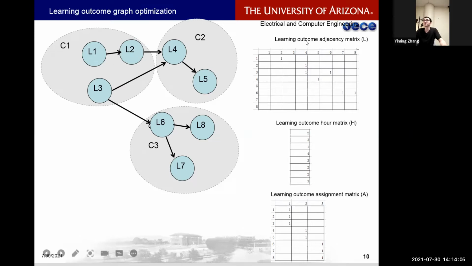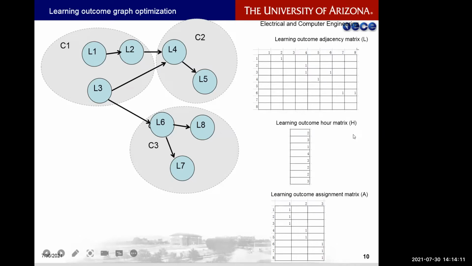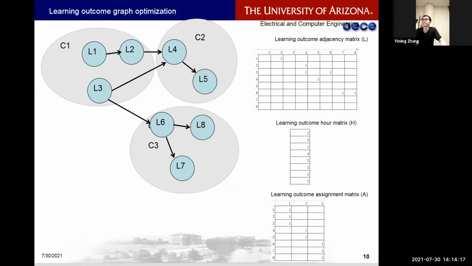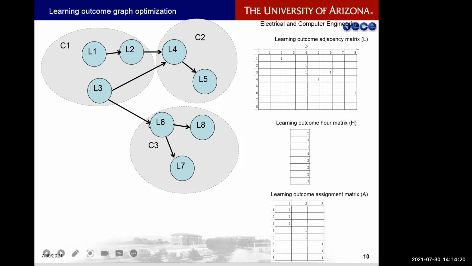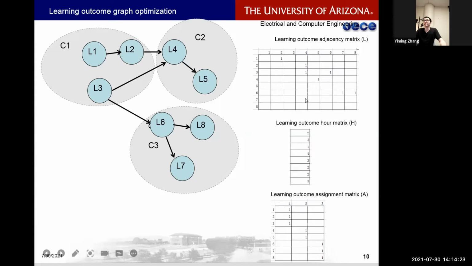So the first matrix is the adjacency matrix for the learning outcome graph. For this matrix, all the blank units are zeros. So we have only zeros and ones in this matrix. And each one we have here means a connection between a pair of learning outcomes. For example, this one means we have a connection between the first learning outcome and the second learning outcome, like here, and so on and so forth for the rest of the units.